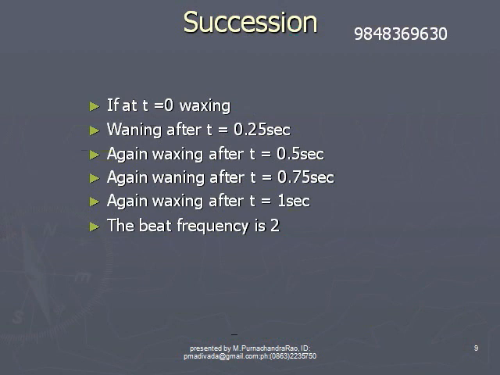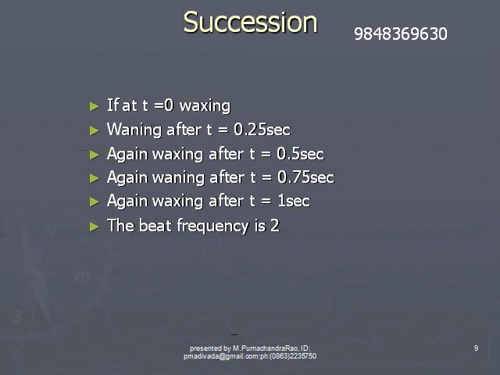The time interval between two waxings is 0.5 seconds. This is the period of the beat wave. And the frequency is 1 by period. So 1 by 0.5 is 2. So the beat frequency is 2.